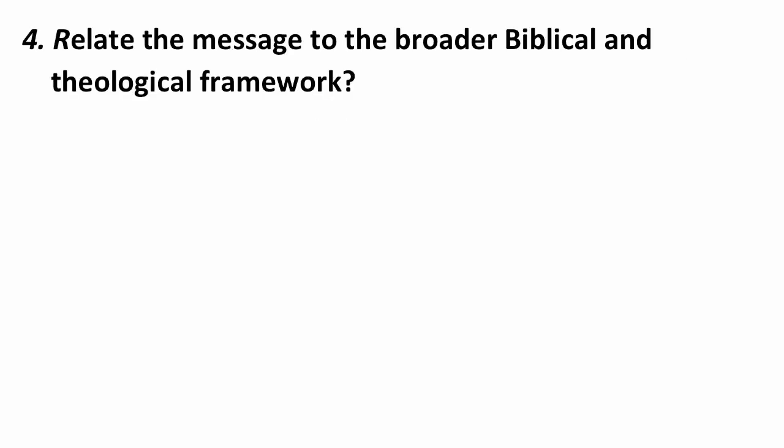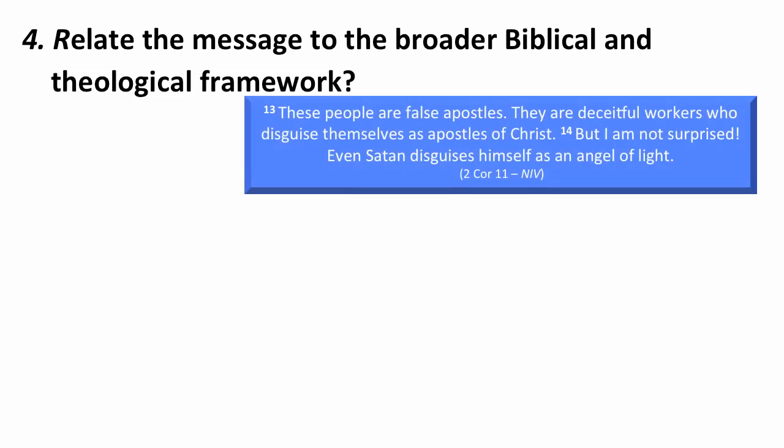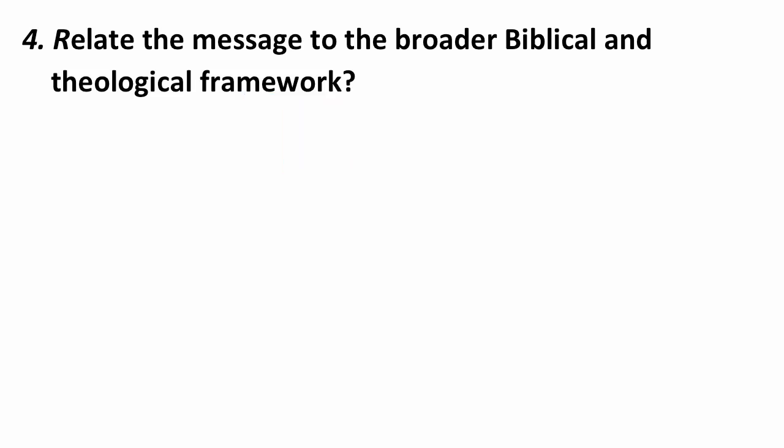Now we need to relate the message to the broader biblical and theological framework. So if you read in 2 Corinthians 11, these people are false prophets. They are deceitful workers who disguise themselves as apostles of Christ. But I'm not surprised. Even Satan disguises himself as an angel of light. And then Matthew chapter 5, Jesus said, "Watch out for false prophets. They come to you in sheep's clothing, but inwardly they are ferocious wolves." So we see that it relates to the rest of the Bible's message.